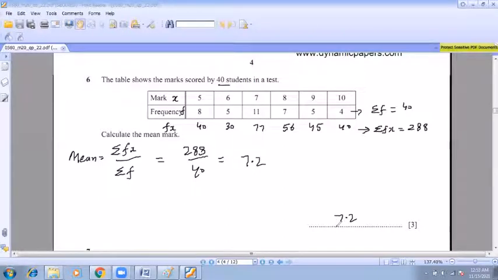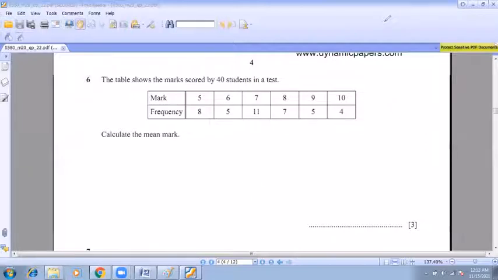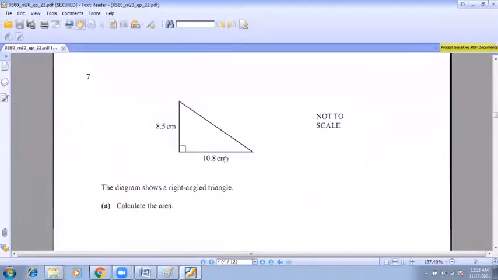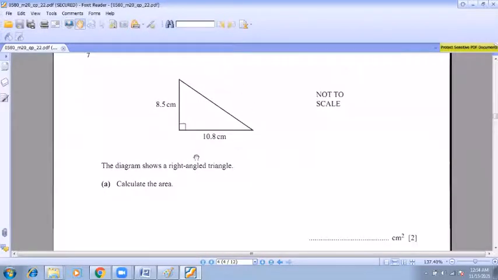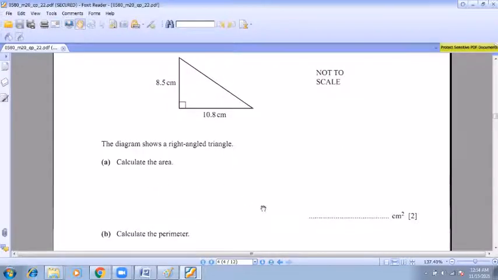Okay, next we will check question number 7. Next question is 7. It is about how to find the area of this triangle. The diagram shows a right angle triangle. Calculate the area of this triangle. And the second part is to calculate the perimeter.